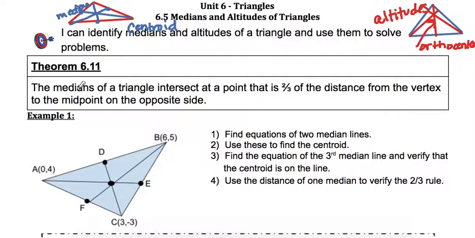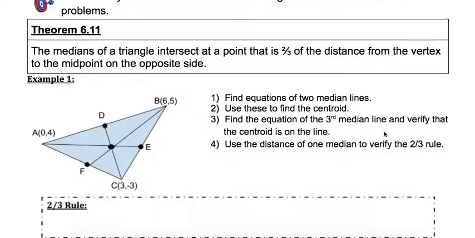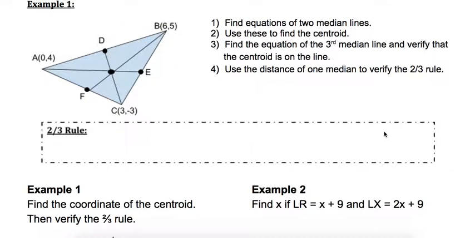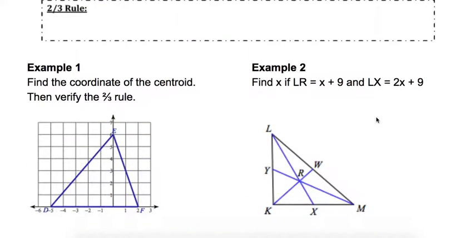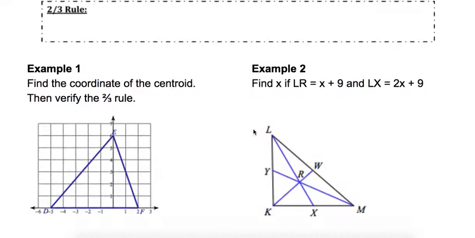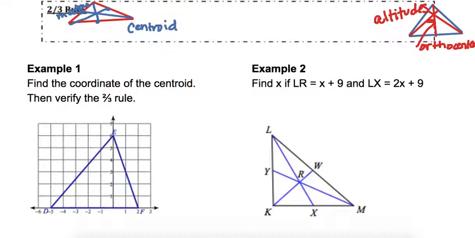So if we're talking about the centroid, that's this new theorem. The medians of a triangle intersect at a point that is 2/3 of the distance from the vertex to the midpoint on the opposite side. So here are some steps of how we can figure out where the centroid is to verify the 2/3 rule. We need to talk about the 2/3 rule in terms of what it really means for our examples. If we're verifying the 2/3 rule, we need to know what the 2/3 rule means.